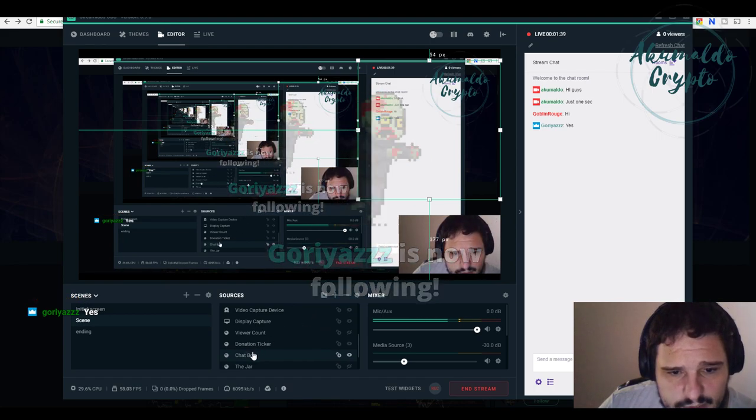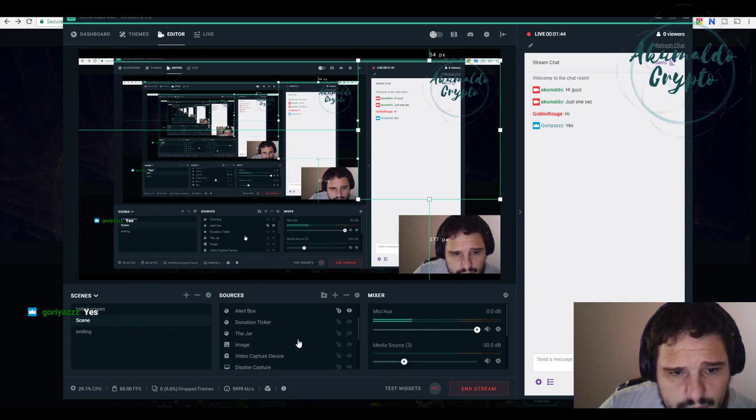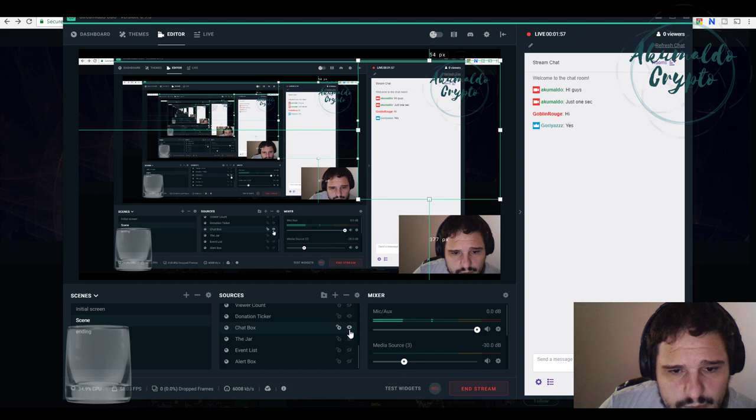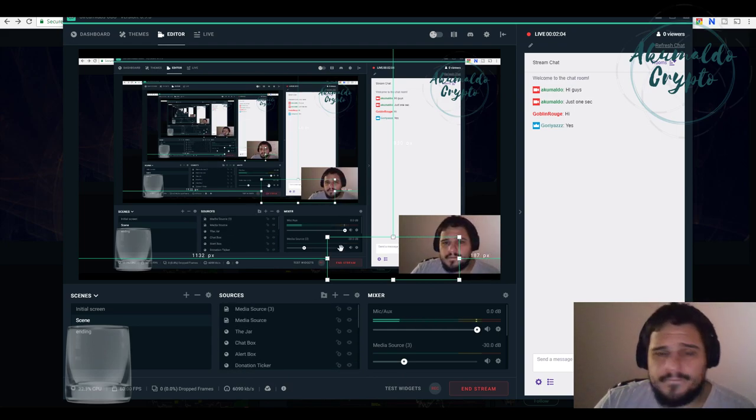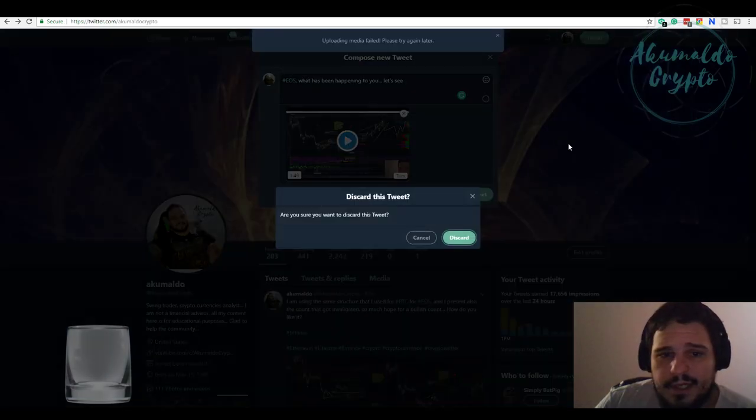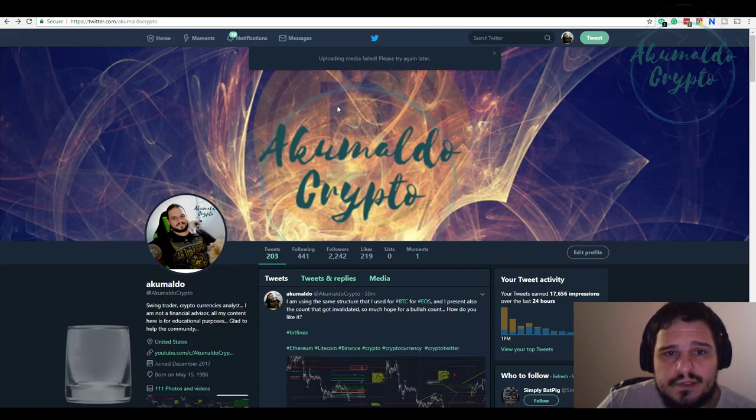I'm trying to make this look a little bit better, huh? This is the chat box, alert box, donation, thank you. Yes, the jar must be up here as well. Let me chat. Where do I have two chats here? Chat box here, donation, thank you. Okay, so here we have what? I'm gonna discard this, okay?